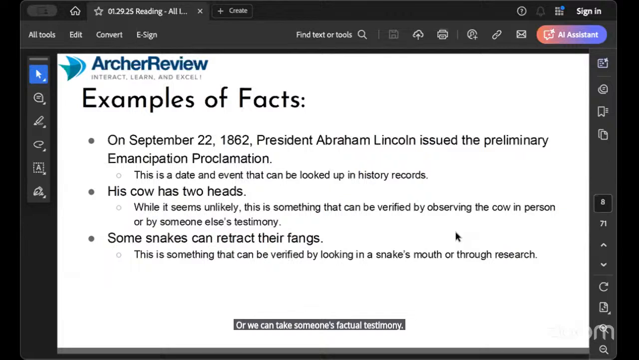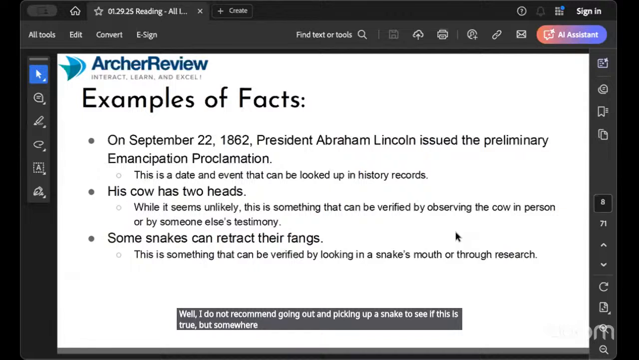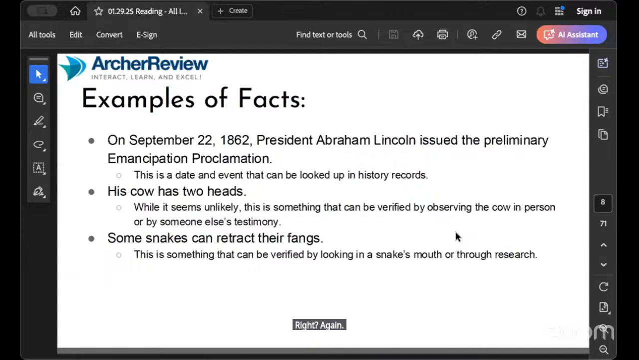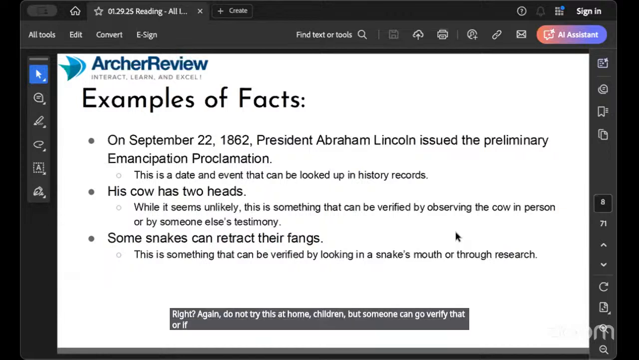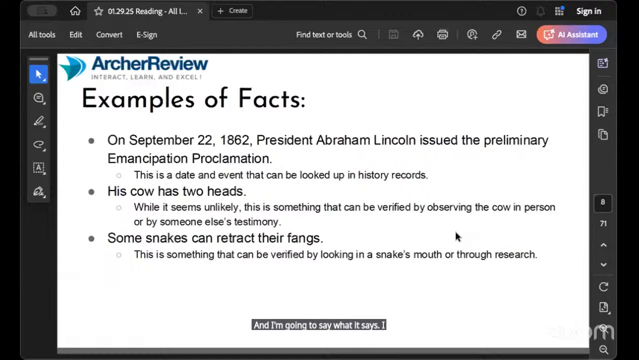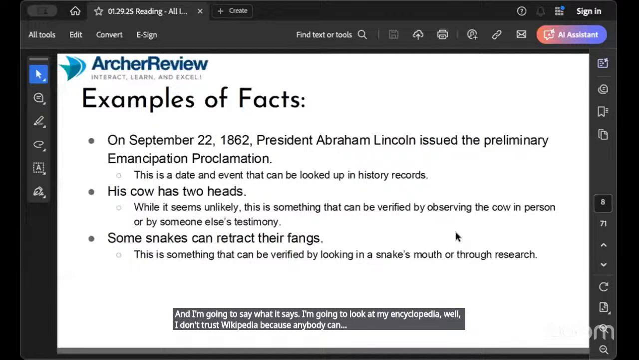Some snakes can retract their fangs. Well, I do not recommend going out and picking up a snake to see if this is true, but somewhere with the appropriate protection, someone can go verify this, right? Again, do not try this at home, children. But someone can go verify that. Or if you're me, I'm going to go to Google and type in, can snakes retract their fangs? And I'm going to see what it says. I'm going to look at my encyclopedia, my Wiki. Well, I don't trust Wikipedia because anybody can adjust Wikipedia. But you know what I mean. We can go look it up.